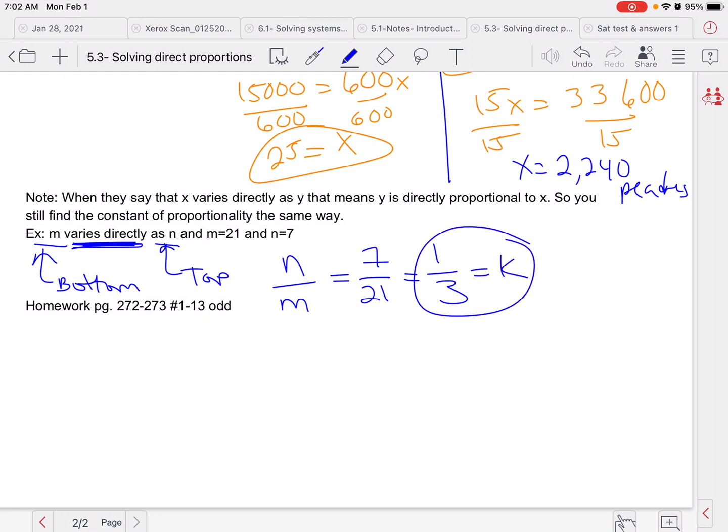So then I can write my direct proportion equation, and the top number is always my first variable in my equation. So it'd be n equals 1/3 m. Okay, and that makes sense because if I plugged in 21 here, 1/3 of 21 is 7, so that works out. Okay, so you can kind of check your work with the two answers they gave you.